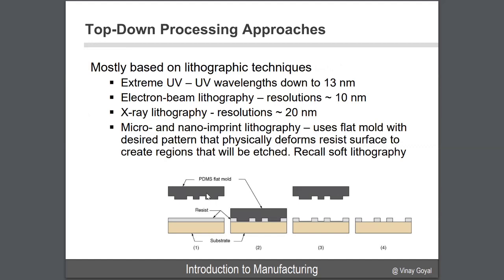You're going to use your rubber flat mold to push on the resist. That's going to cause your pattern. You're going to remove that pattern using the approaches we already covered. But when you look at nanotechnology fabrication techniques, it's going to be based on what we covered already, lithographic technologies. But now you're going to look at extreme UV light, down to the 13 nanometer level, to be able to achieve a lot of this.